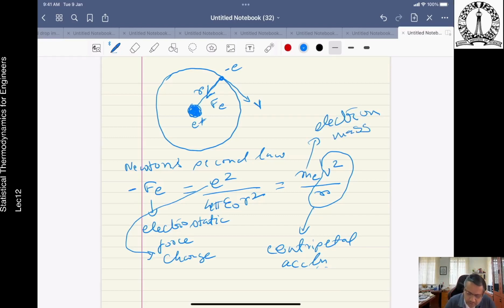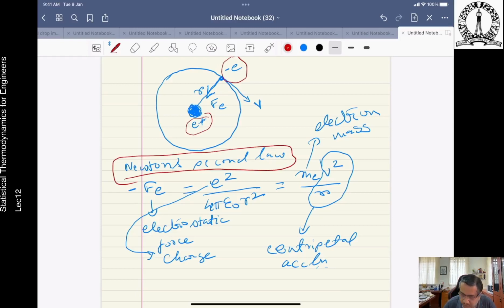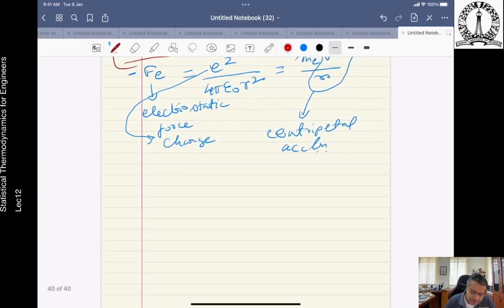So what we have over here is that you apply Newton's second law to this system, which has an electron rotating around a nucleus composed of a proton. The velocity of the electron is v. There is an electrostatic attraction given by Fe, and then of course there is a centripetal acceleration, which balances this electrostatic force of attraction.